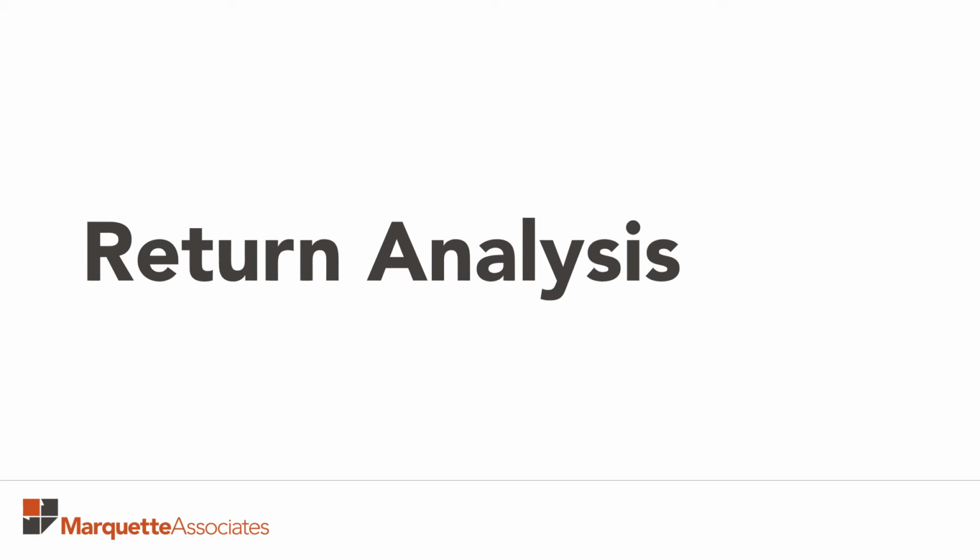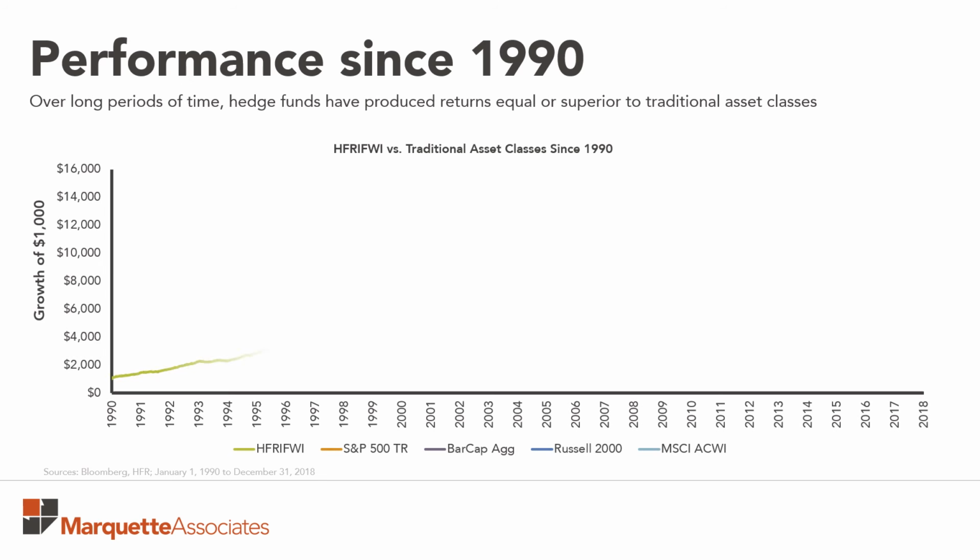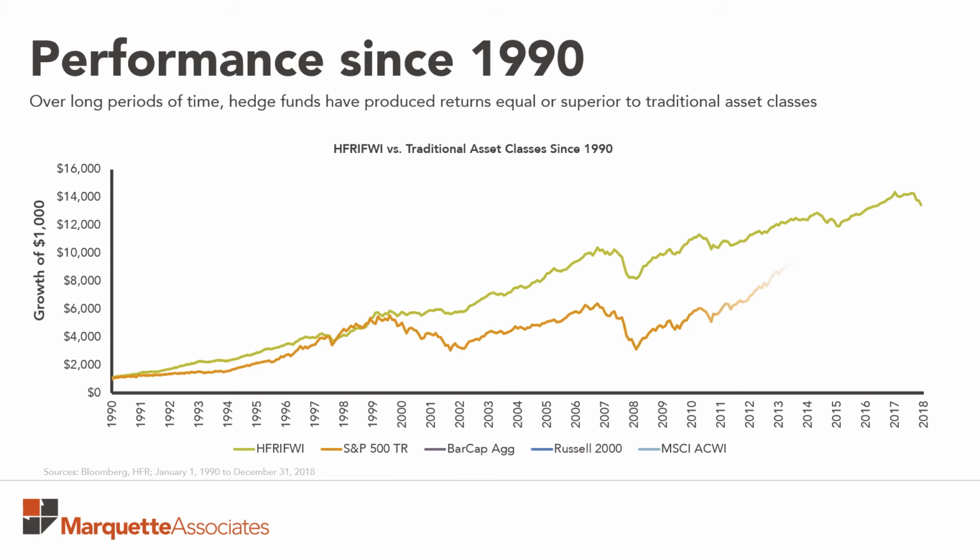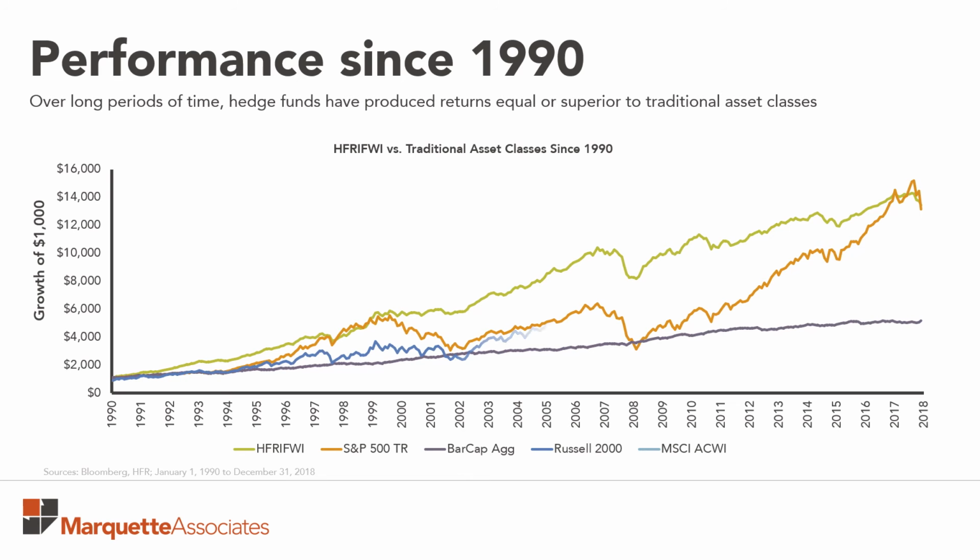We will now touch on performance for hedge funds over time. Over long periods of time, hedge funds have produced returns equal to or superior to traditional asset classes. Hedge funds have outperformed both the Barclays Agg and the MSCI ACWI.